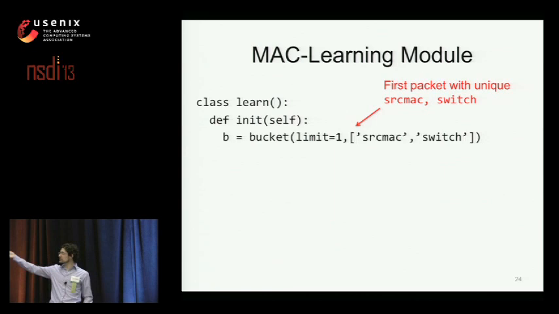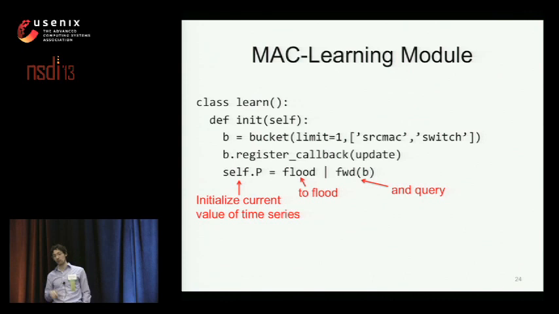Here, setting up a bucket that's going to call back every time a packet with a new source MAC is received by a given switch. We're then going to register an update method, which I'll show you in a moment. And we're going to initialize the value of our time series to simply flood all packets and forward our queries. So we're going to flood and query.